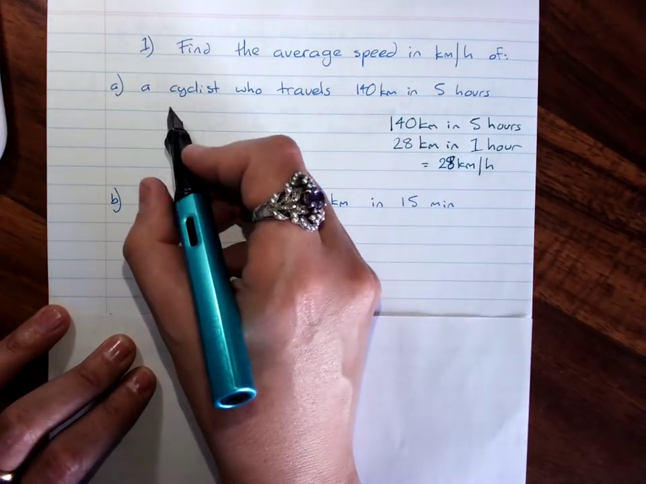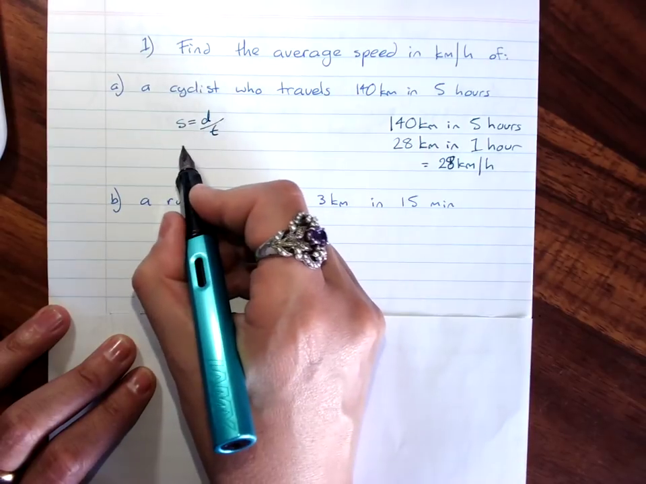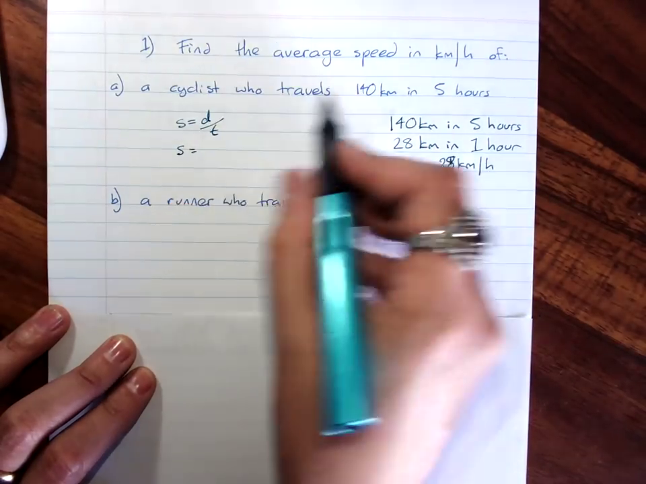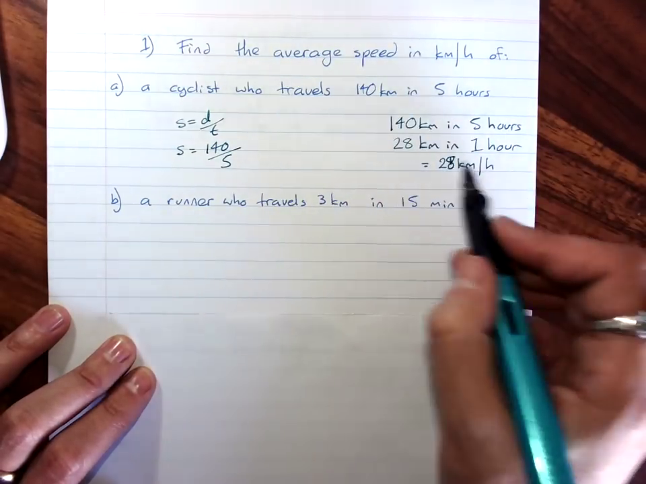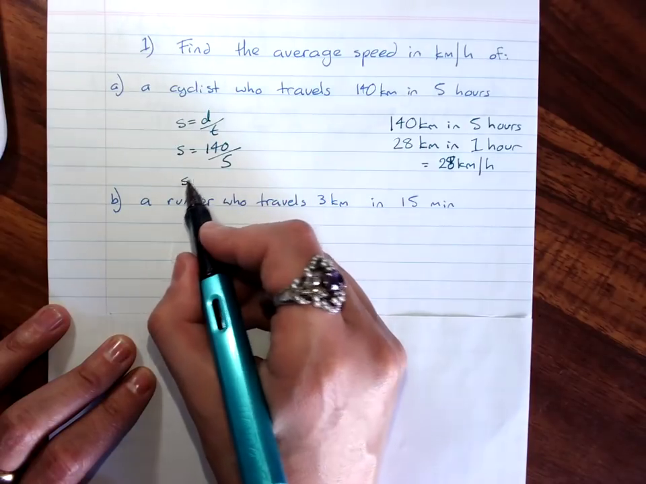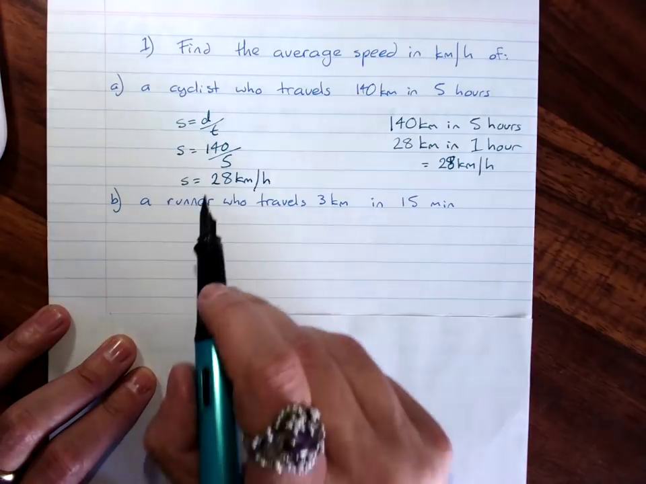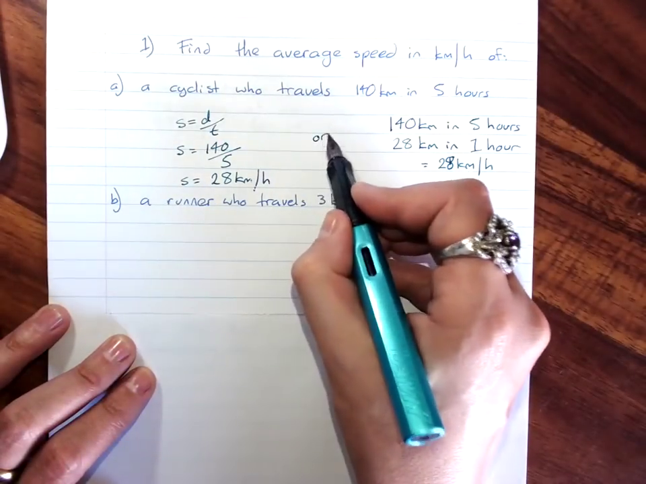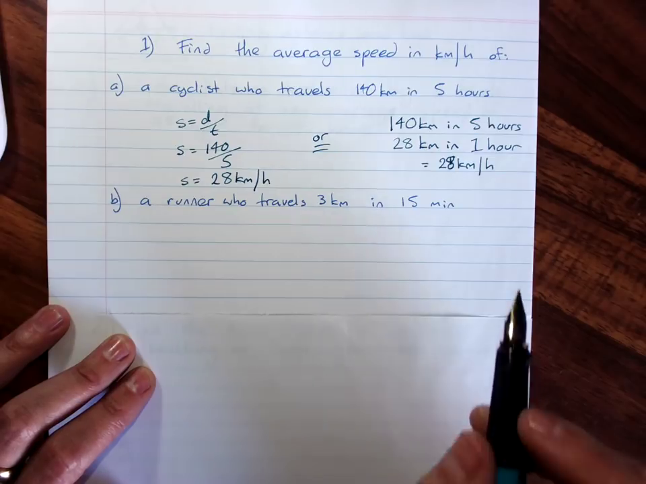Or we could write the formula. Speed equals distance over time. The speed is the distance of 140 divided by 5 the time. So see, we're actually doing the same thing. We're dividing 140 by 5. So speed is 28 kilometres per hour. So it's totally up to you which of these methods you use.